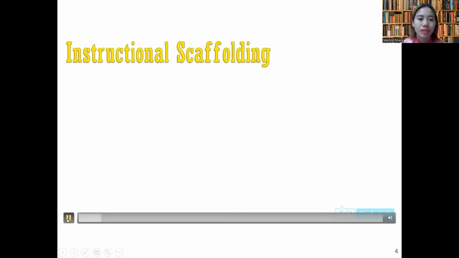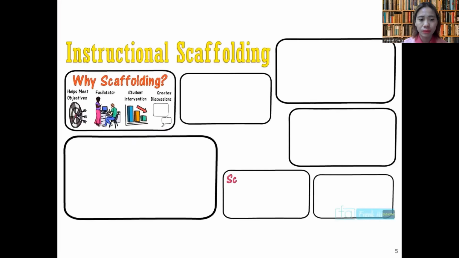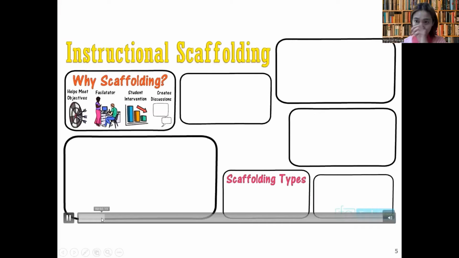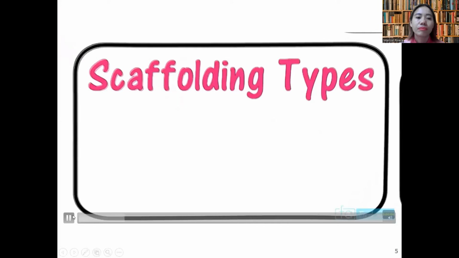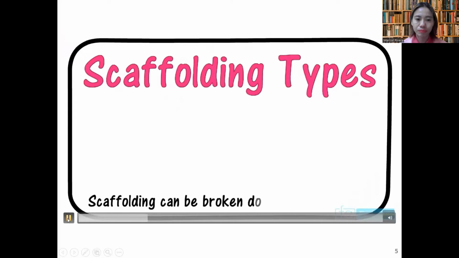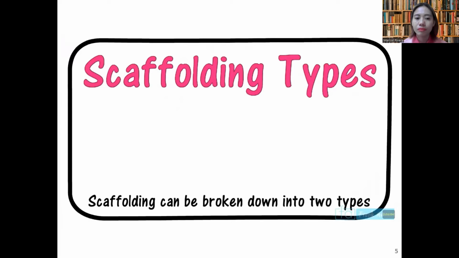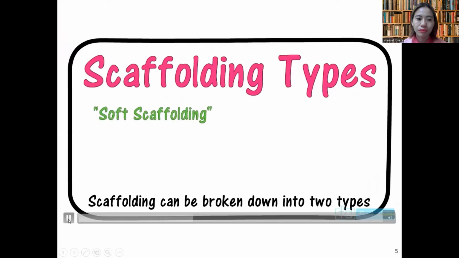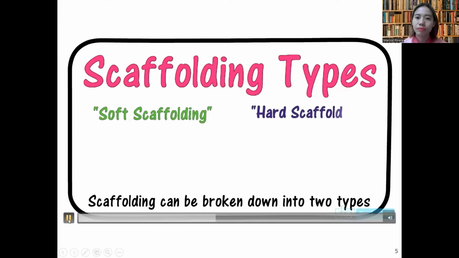Hello and welcome to Teachings in Education, Instructional Scaffolding. So we call it the instructional scaffolding. Next, we'll briefly look at some different types of scaffolding. Instructional scaffolding can be broken down into 2 different types. The first type is called soft scaffolding, and the second type, you guessed it, is hard scaffolding.